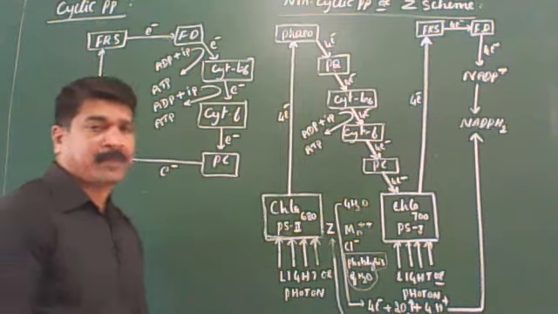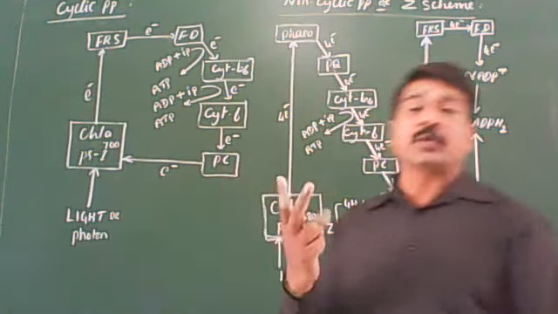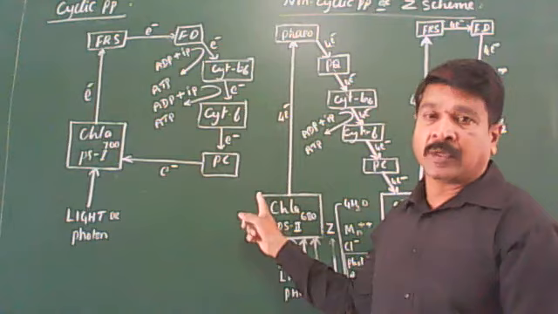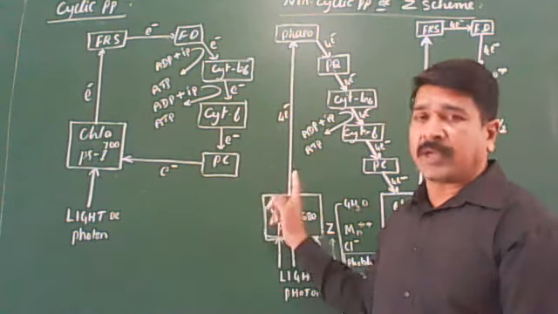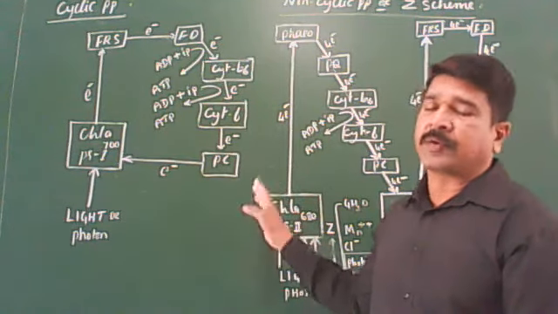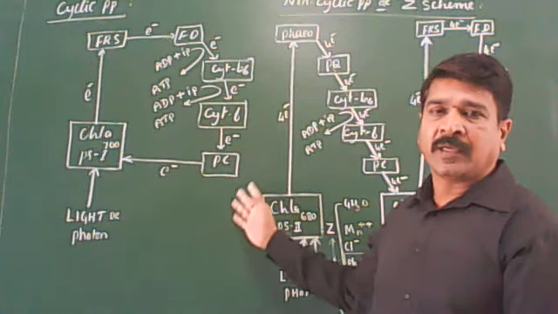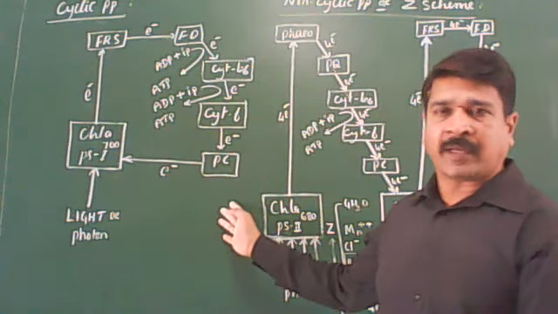You remember, again I am repeating. At the end of the light reaction, 3 ATPs and 2 NADPH2 are produced. These are utilized in the dark reaction. So later we are going to discuss the dark reaction. Clear now? Yes.